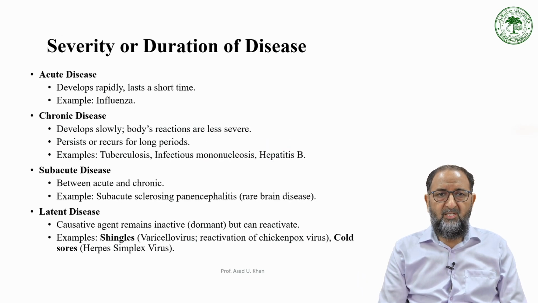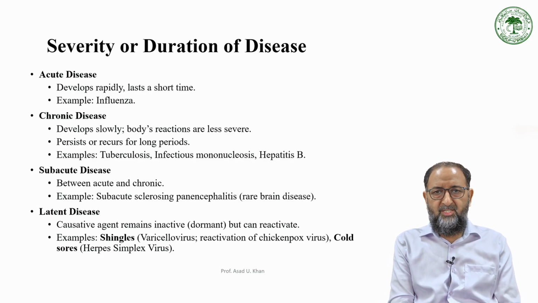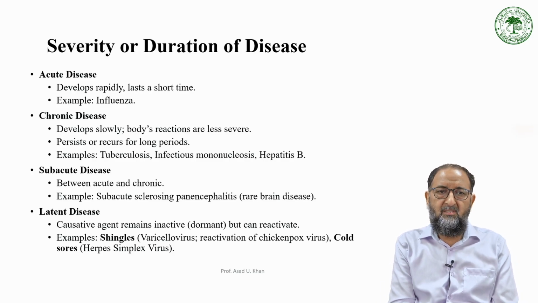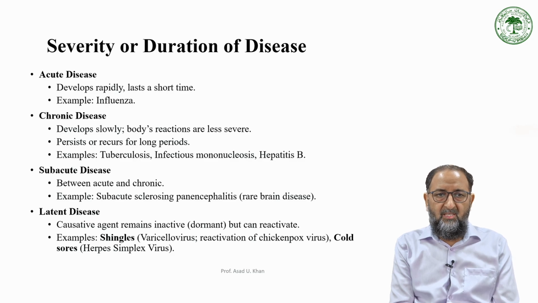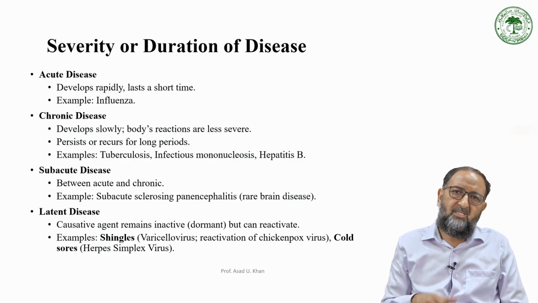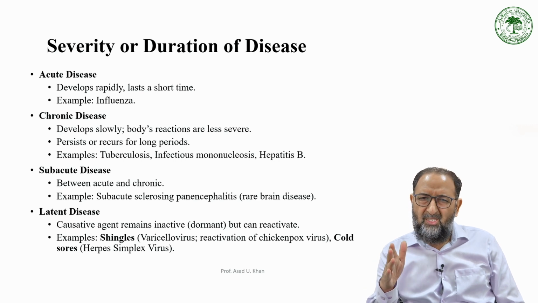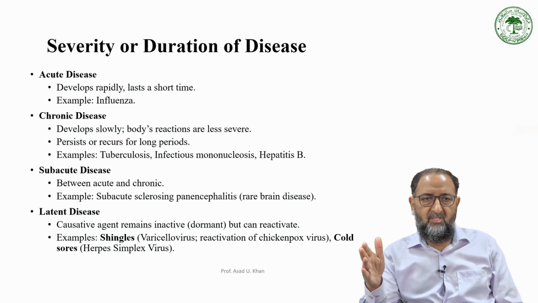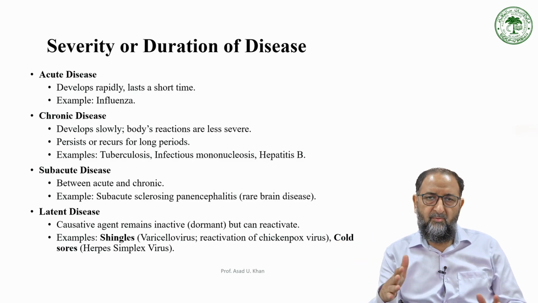Now, severity of disease. Regarding severity and duration, acute disease is a category of disease that develops rapidly and lasts a short time. Example, influenza. A chronic disease is a disease that has been established for a long time. It develops slowly, with body reactions, and is less severe. Severity is less, but the length is more. The time period of the disease is longer.